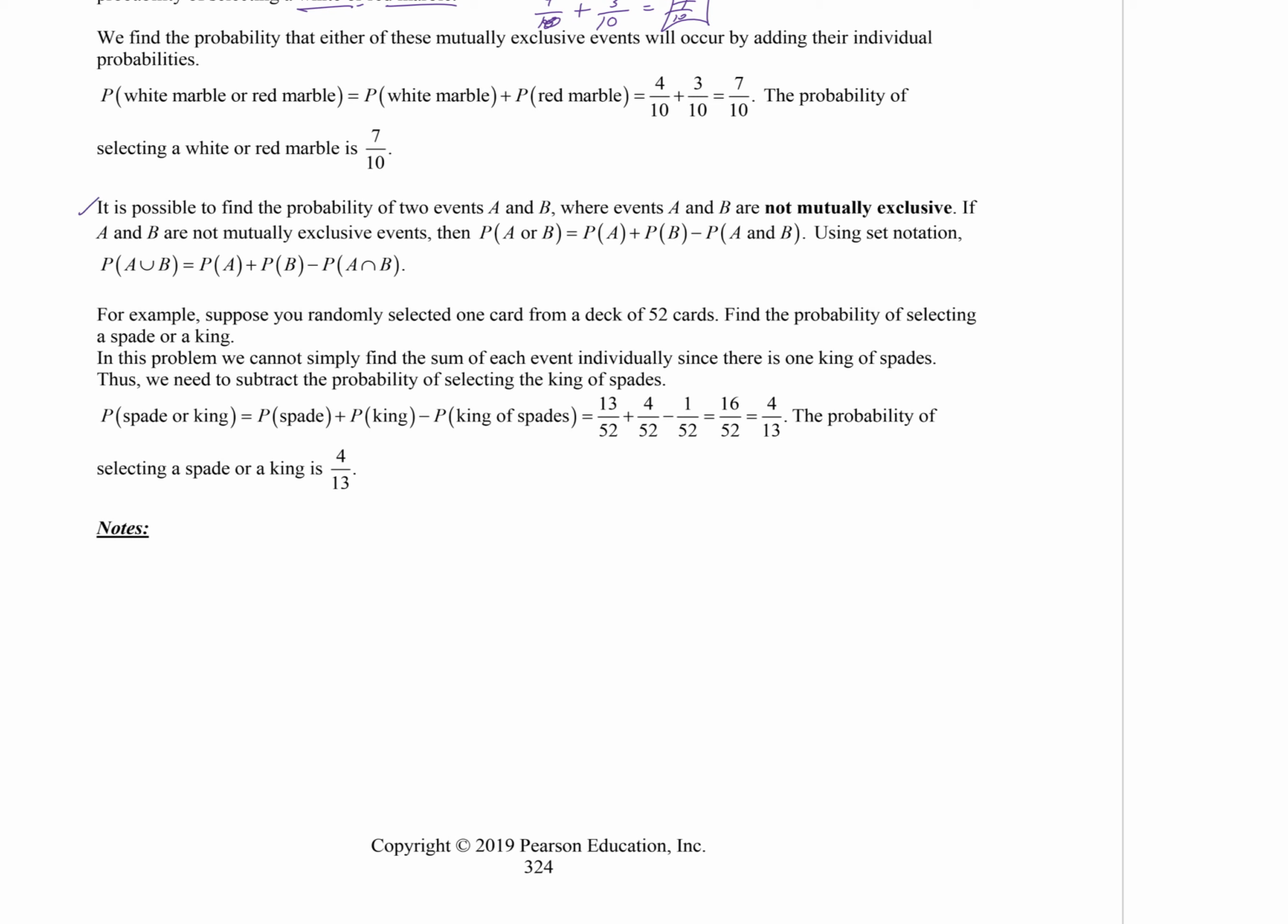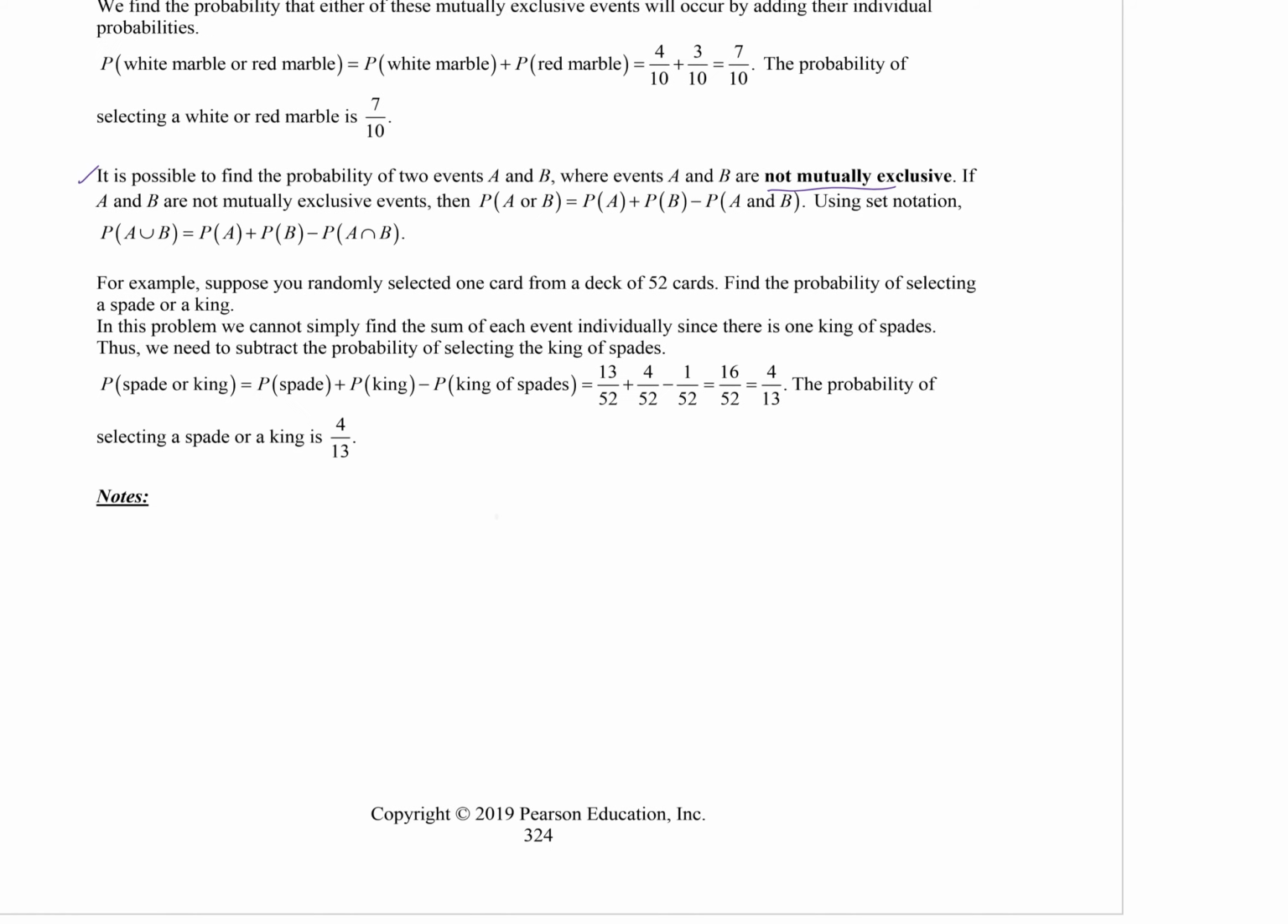Now, here it is. It is possible to find the probability of two events where they are not mutually exclusive. For example, if I say the probability of getting, let's say, a king or a heart. Well, the king has a king of hearts, so you're not going to count the king twice there, right? You're not going to count the king of hearts a second time. So that's a good example.